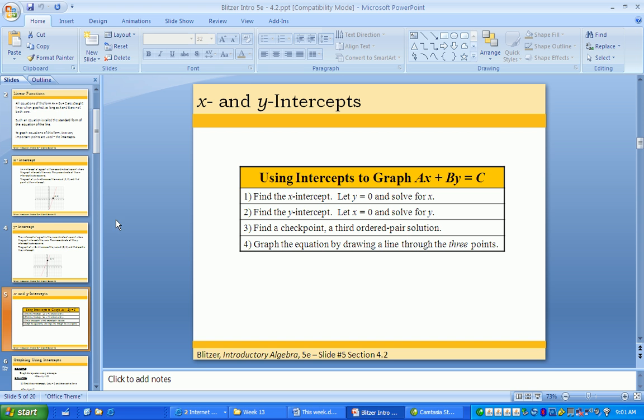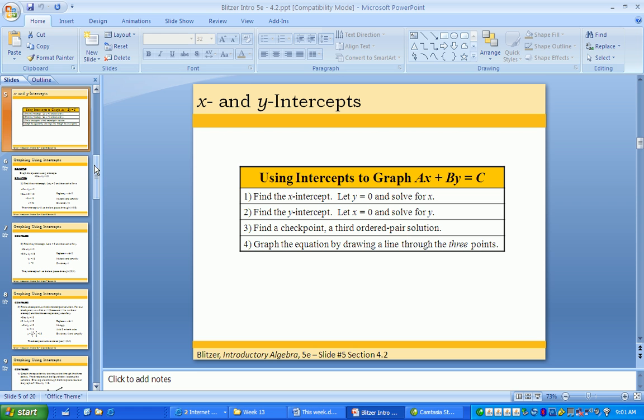So a really good trick we can use to graph lines is to find both the x and y-intercept, because all we really need to graph a line is 2 points, and we can get 2 easy points by graphing the intercepts. We can use a checkpoint by finding a third ordered pair and plotting that as well, and seeing if the line goes through all 3 points.